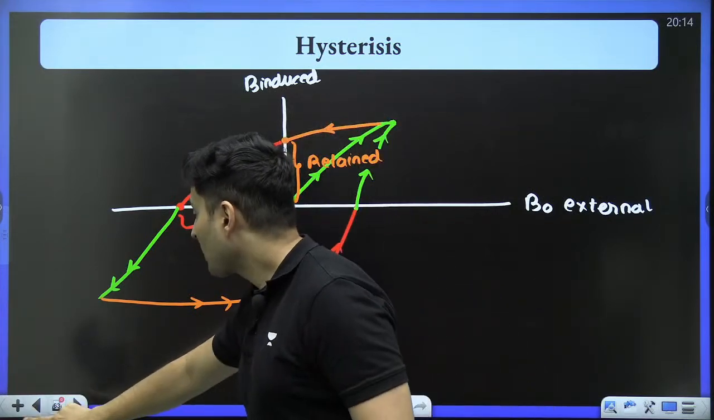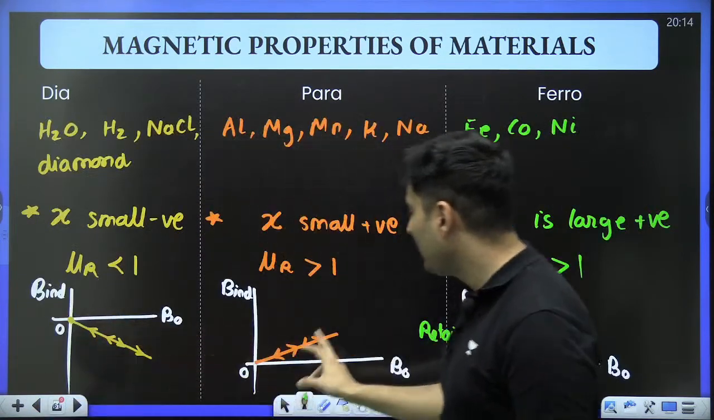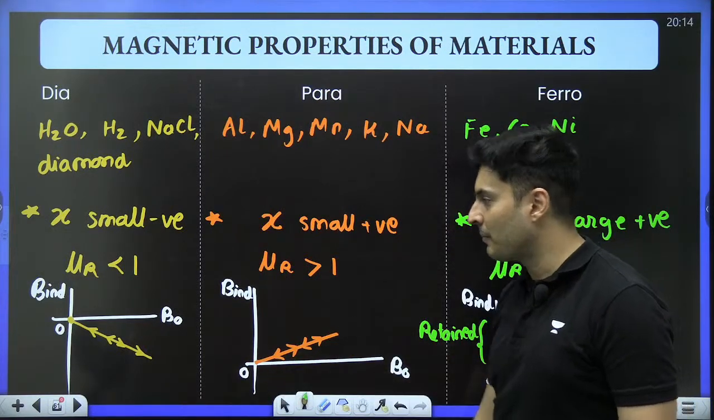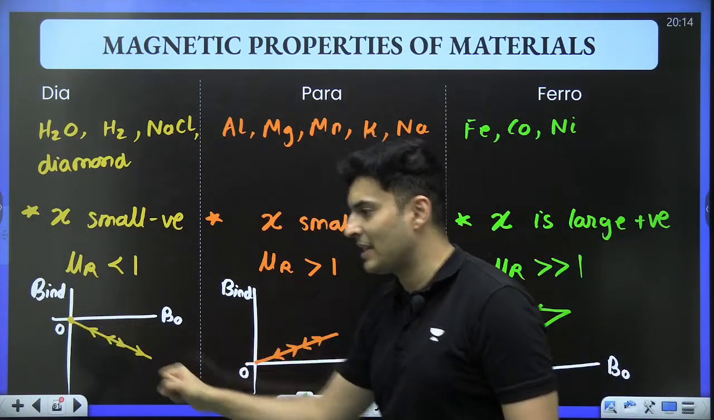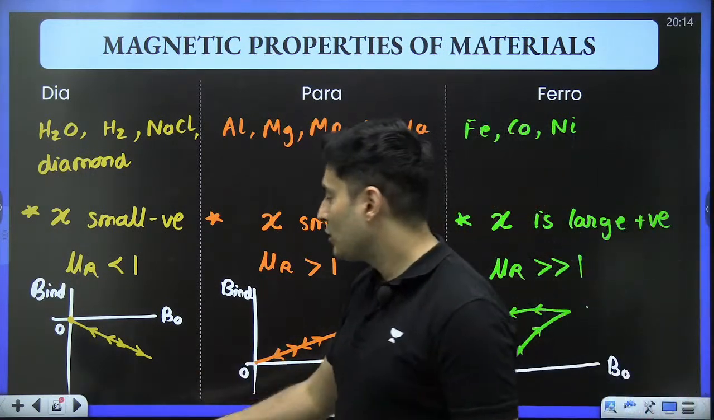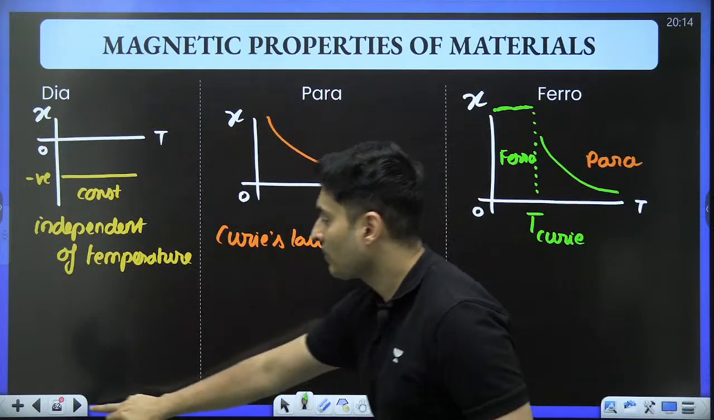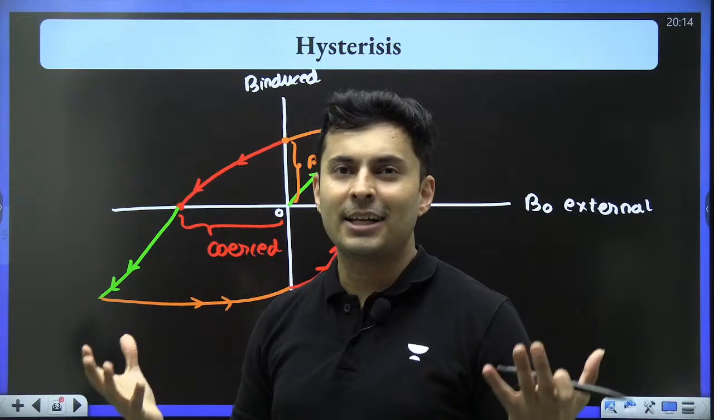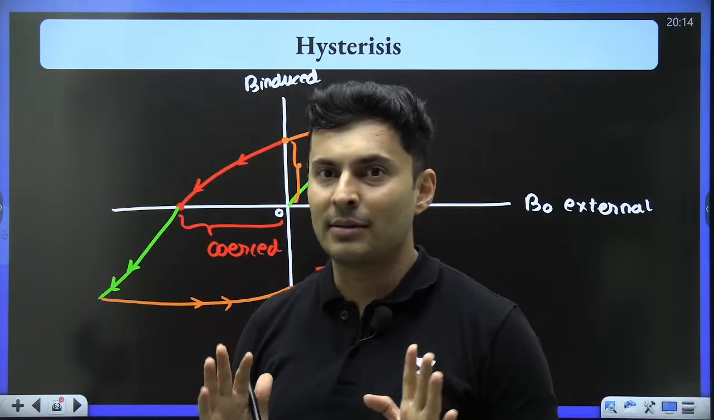Remember, for para and diamagnetic material, there is no such hysteresis formed here because the going and coming paths are the same. Only for ferro, the going and coming paths are different. That's why you get a hysteresis loop for a ferromagnetic material. Okay, keep this in mind.